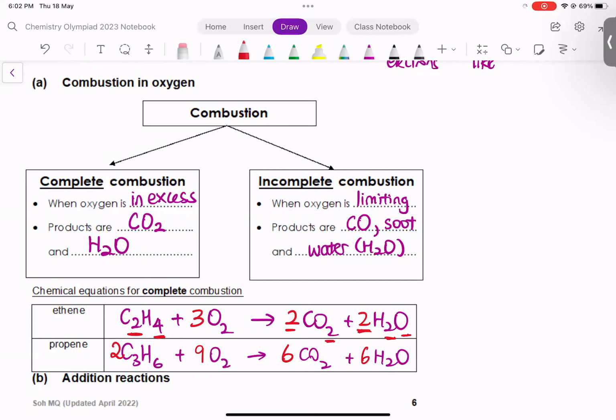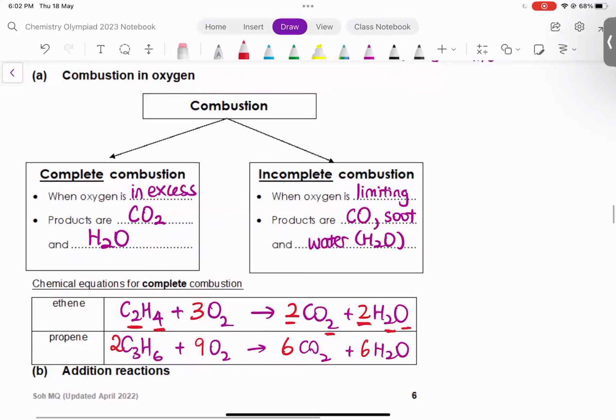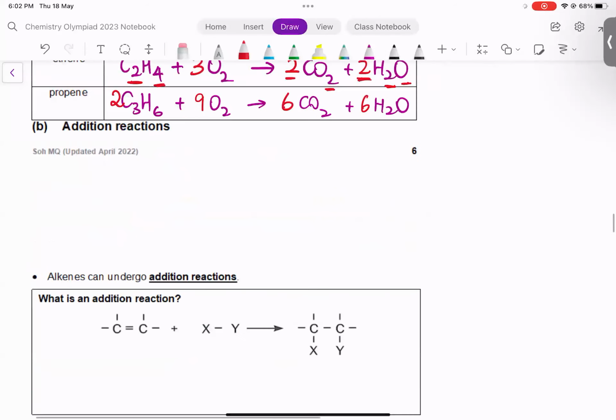Now we're going to move on to addition reactions, and that's where we will spend most of the rest of the session today. All right. So all the reactions you're going to see next are all addition reactions. Okay. Now addition is a special type of reaction which you must be familiar with, not just in O levels, but if you are planning to do more chemistry later on in poly, in university, as well as for Chemistry Olympiad, you must be familiar with what addition reactions are. So let's move on to addition reactions.